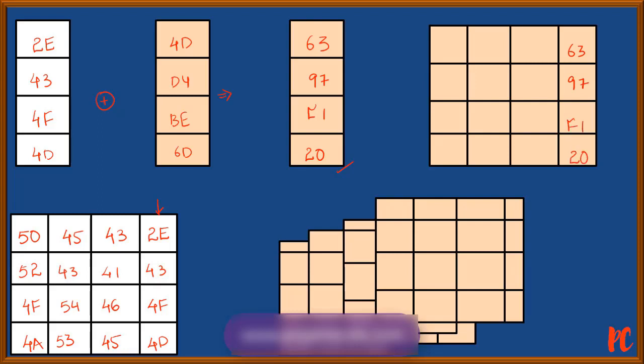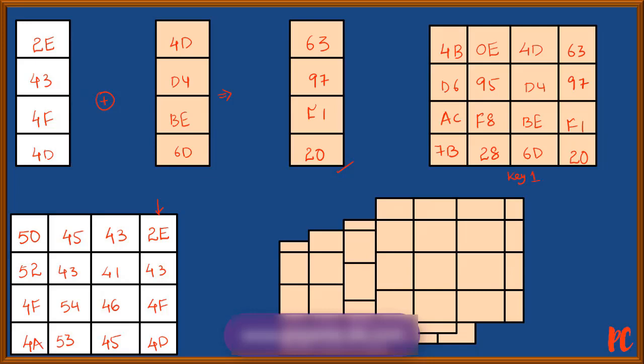Let me fill in the generated columns. For the first column we got 4b, d6, ac, 7b. For the second column we got 0e, 95, f8, 28. For the third column we got 4d, d4, be, and finally 60. So this is my generated key. Let me name this as key 1.